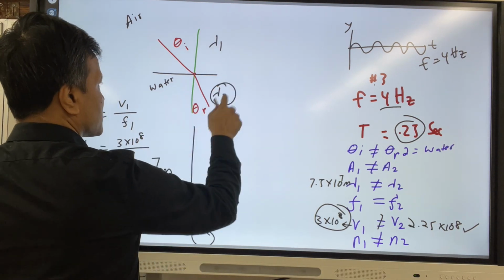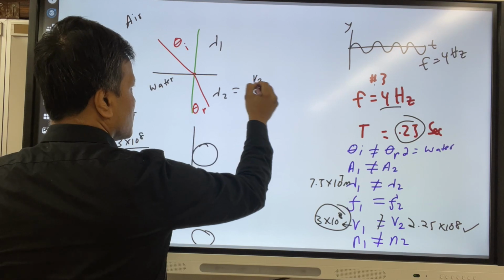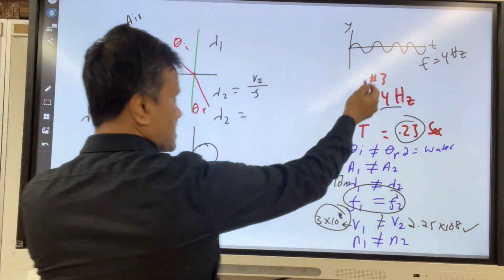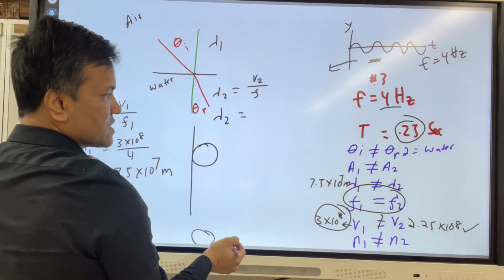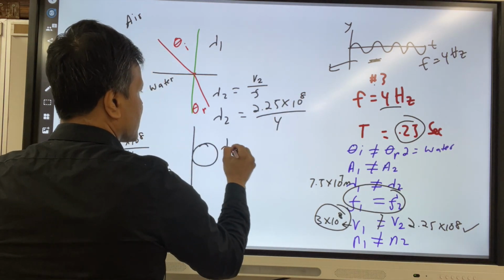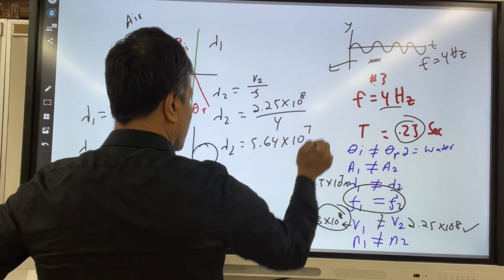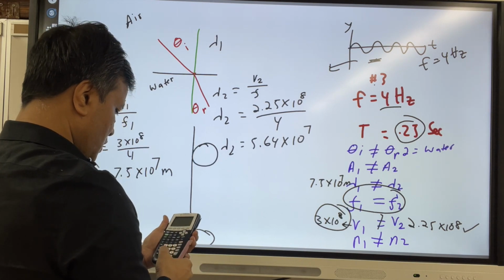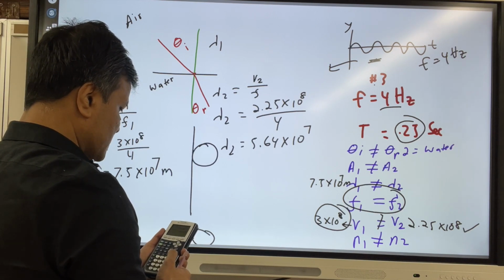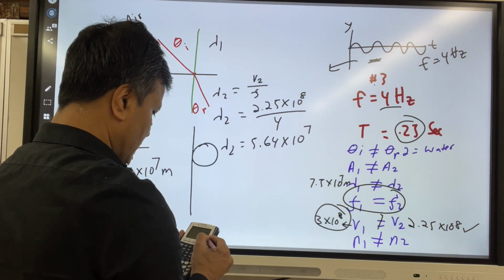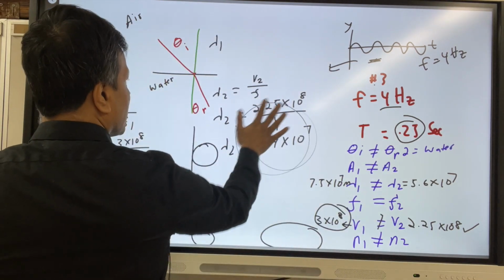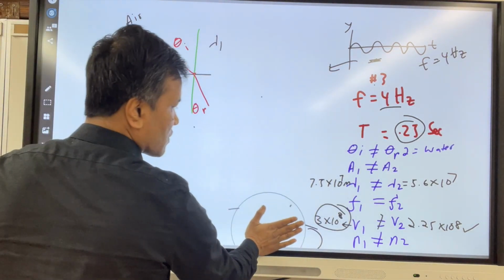Now, let us find lambda 2. Lambda 2 is velocity 2 over frequency. Frequency never changed. This is our hypothesis, so that is why we are using the same frequency. We are using the same wave. Velocity 2 is 2.25 times 10 raised to 8, divided by 4, that gives you 5.6 times 10 raised to 7. So let us update it. Lambda 2 is 5.6 times 10 raised to 7. Good. And then we see that lambda 1 is not equal to lambda 2, and that is check.